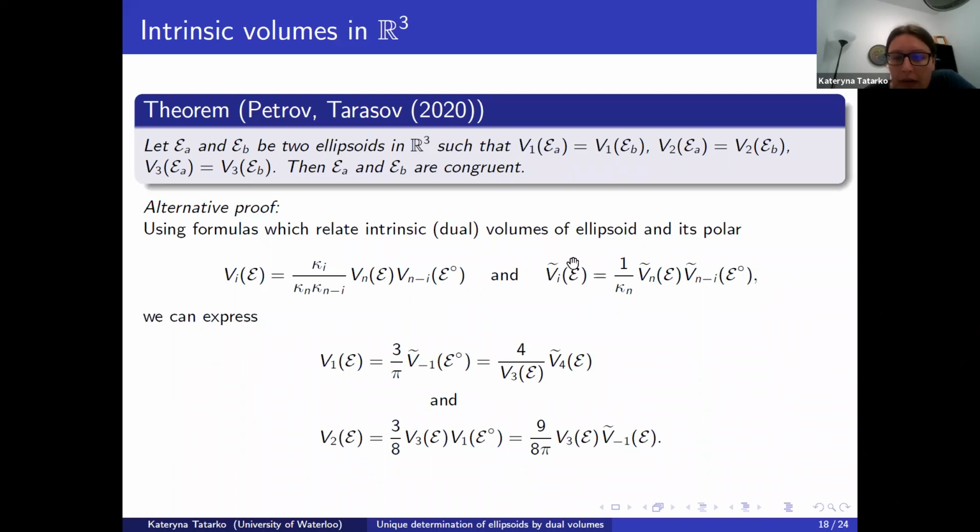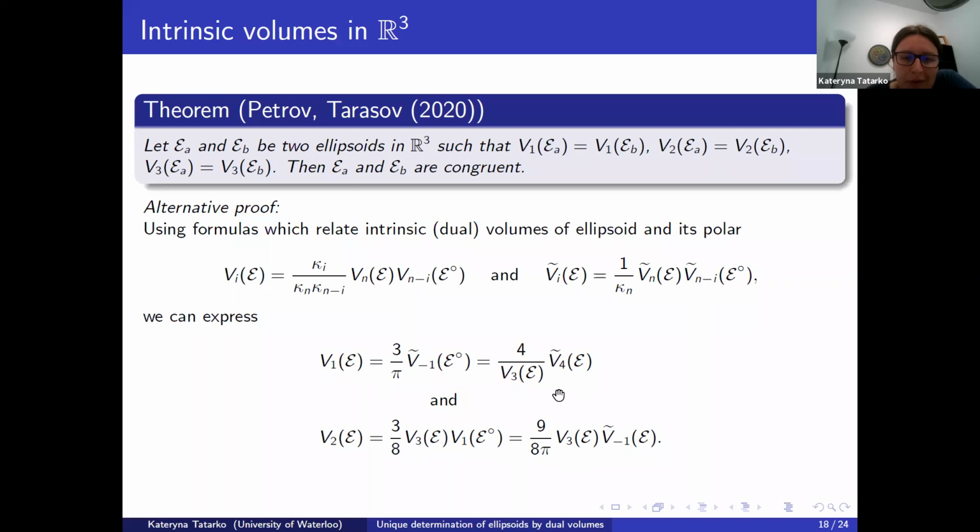And then using one of these formulas, we can rewrite it as the ratio of the fourth dual volume and the volume of the ellipsoid. And similarly, we can deal with the surface area. So we can write surface area using the first formula as the product of the volume and the mean width of the polar of the ellipsoid. And then we can deal with the mean width of the polar in a similar way as we did in the first equality case. So we can write it, up to a constant, as a product of the volume and the minus first dual volume of the ellipsoid.